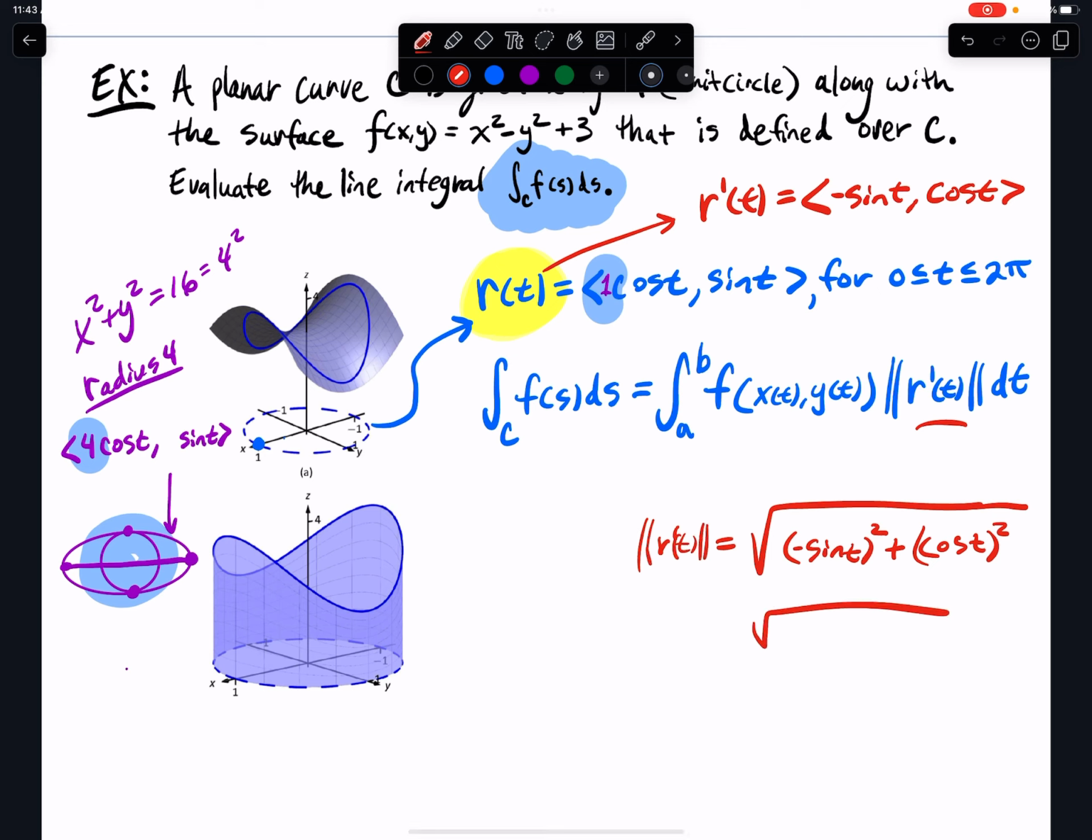And once I do that, I get the square root of sine squared plus cosine squared, which is that awesome identity that we've used 1,000 times, 1. So this r of t just becomes 1. How easy is that? So this becomes what? All right, integral over C of f of s ds becomes the integral from, okay, what is my a, what is my b? I have t from 0 to 2 pi.